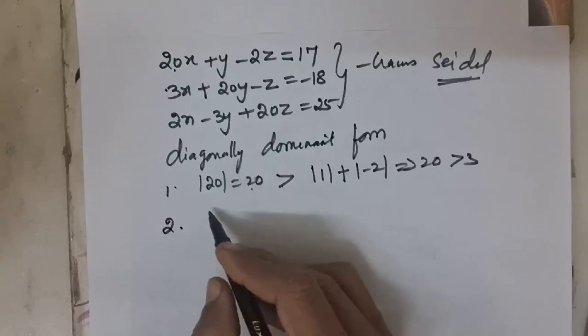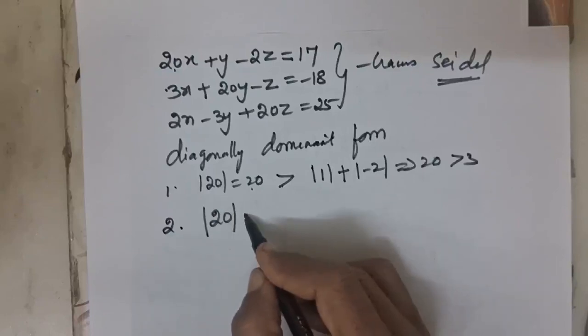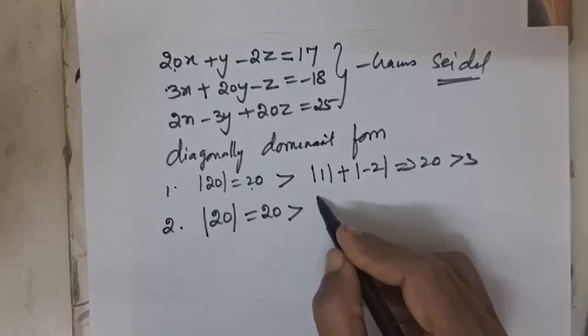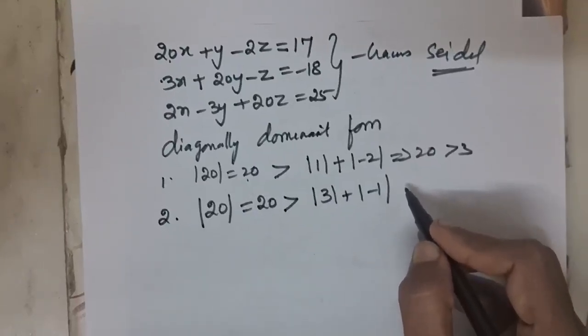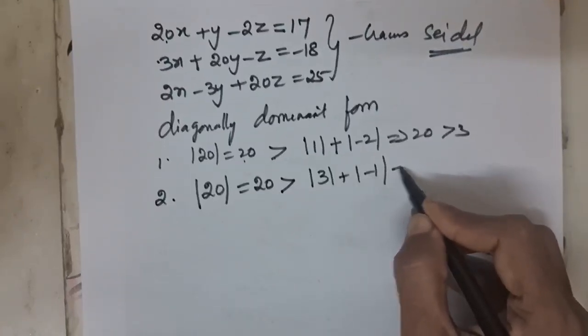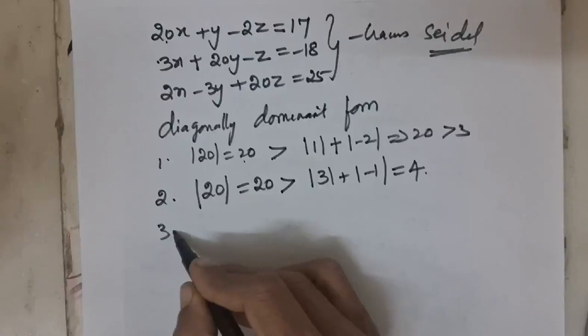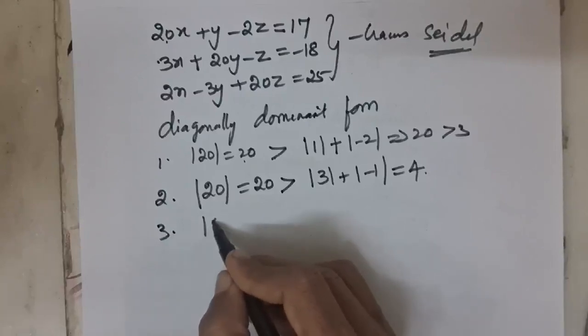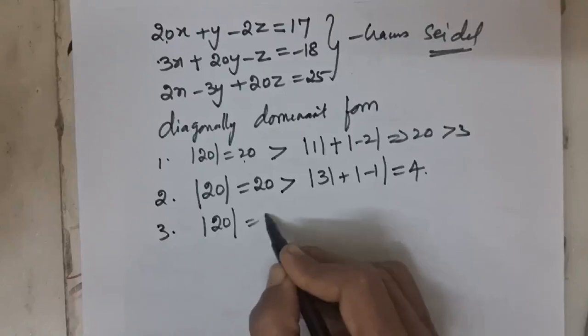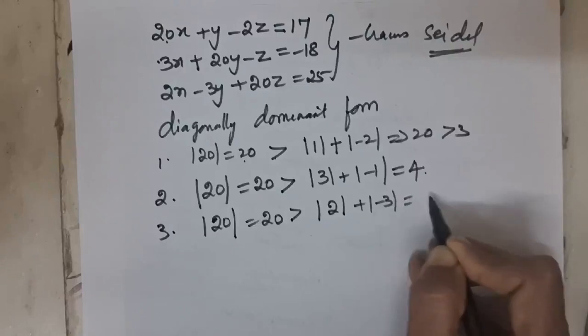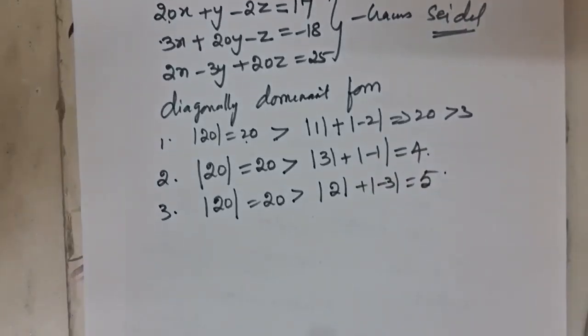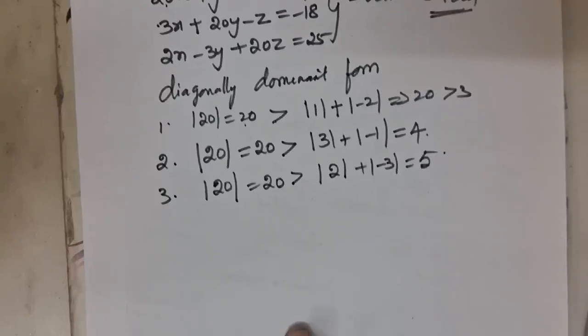Again, in the second equation, the absolute value of the coefficient of y is 20, which is greater than the sum of the modulus of the other two coefficients, that is, 4. In the third equation, the coefficient of z, mod 20, which is 20, is greater than the sum of the modulus of the other two coefficients, which is 5. Therefore, the given equations are already in the required form, that is, diagonally dominant form.